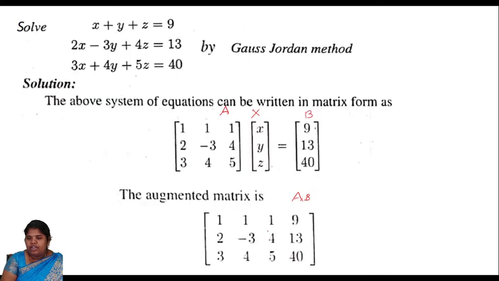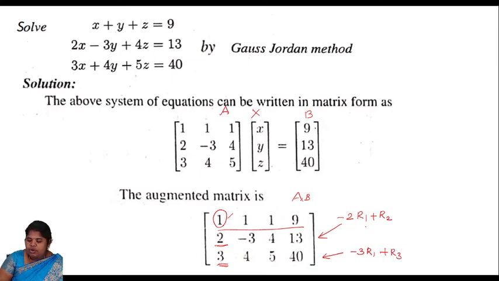Now again we are going to convert the elements in the place of 2 and 3 to 0. Here the first element is 1, so this element is our pivot element. Using this element we are going to convert 2 and 3 to 0. So multiply row 1 by minus 2 and add with row 2, and this row is transformed. To transform the next row, we multiply row 1 by minus 3 and add with row 3.